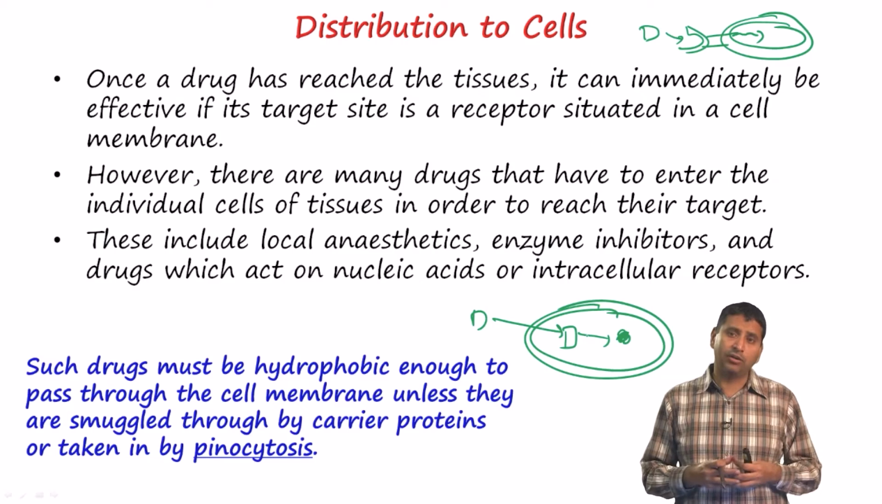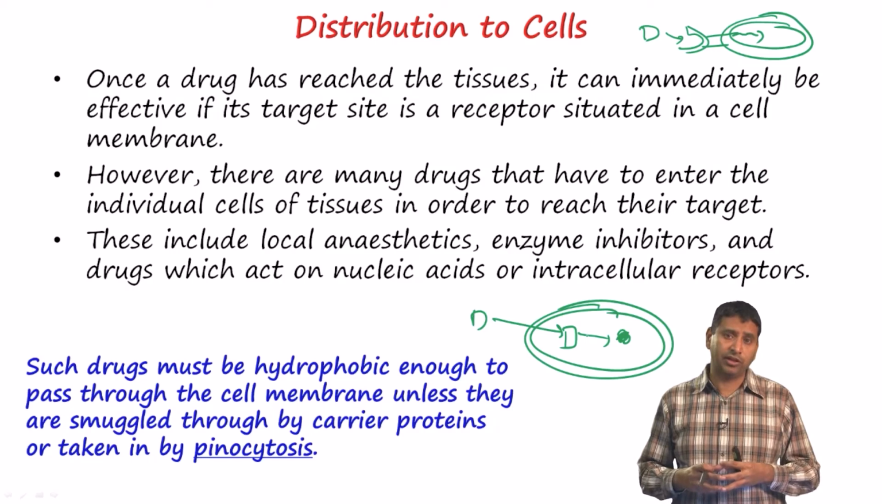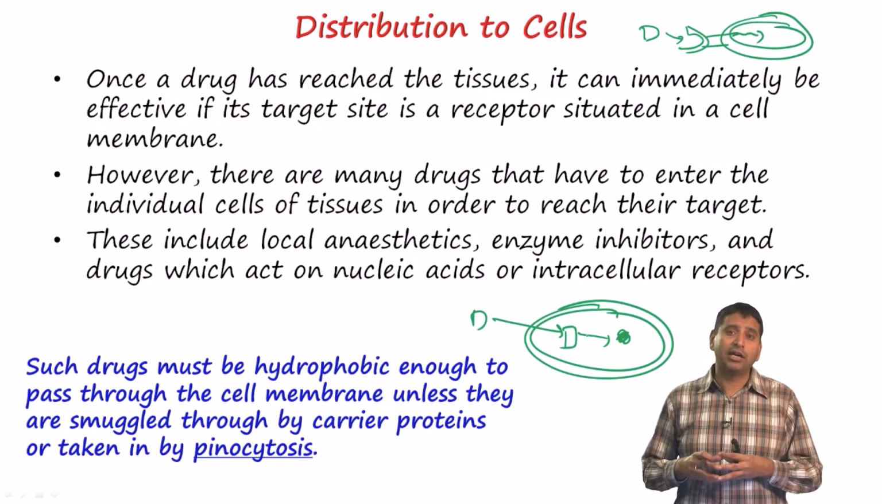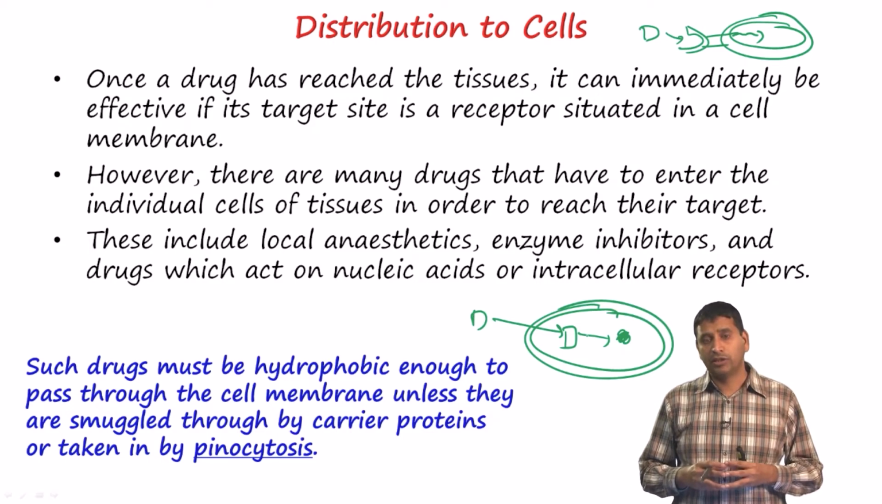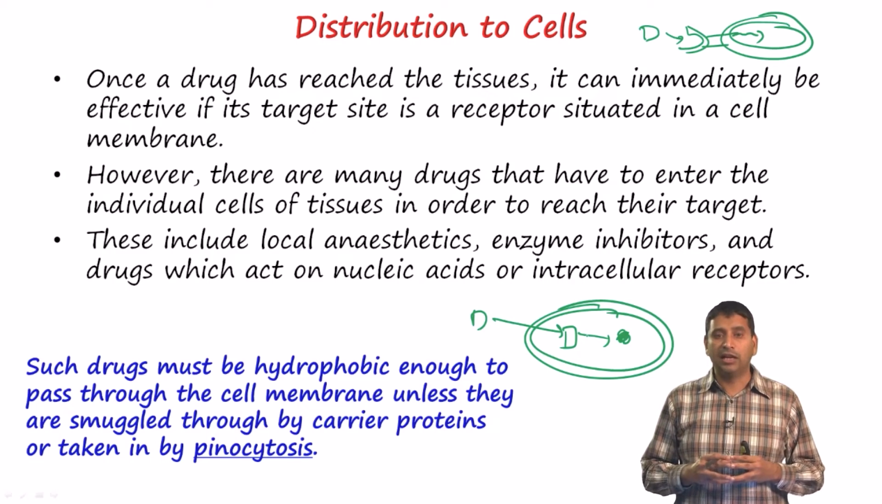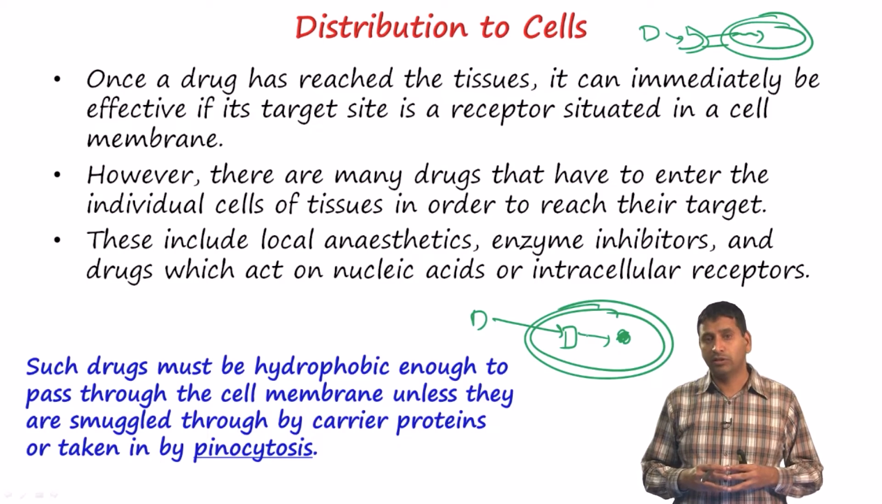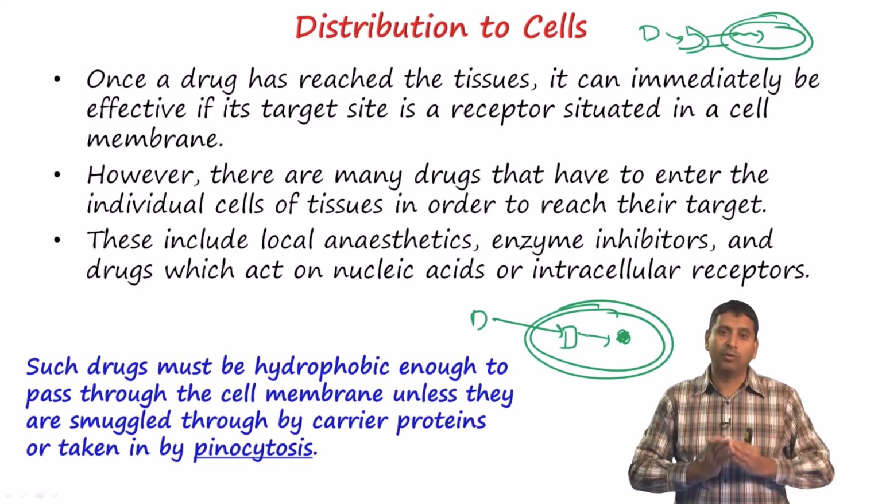We already looked at the fact that not all receptors are extracellular, and there are some important intracellular receptors which drugs can hit. To act on these, the molecule has to get across the cell membrane. Such drugs which have to pass into cells must be hydrophobic enough to pass through the cell membrane, as we have already seen in a number of examples, unless they are smuggled through by carrier proteins. Carrier proteins can bind to the drug and take it along with them when the protein gets across the membrane.